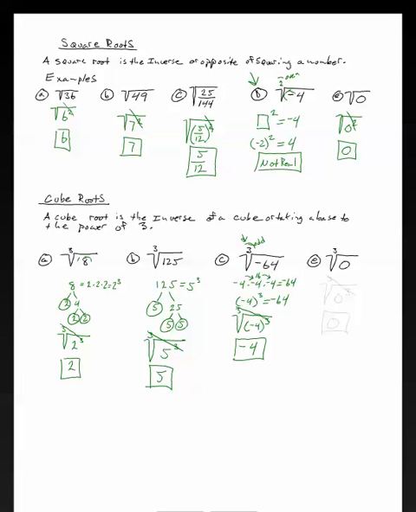In example E, we have the cube root of 0. Well, once again, 0 is kind of a special case. We can write 0 as 0 cubed, because all 0 cubed means is 0 times 0 times 0, which is still 0. And then the cube root and the power of 3 cancel, and our answer is 0.